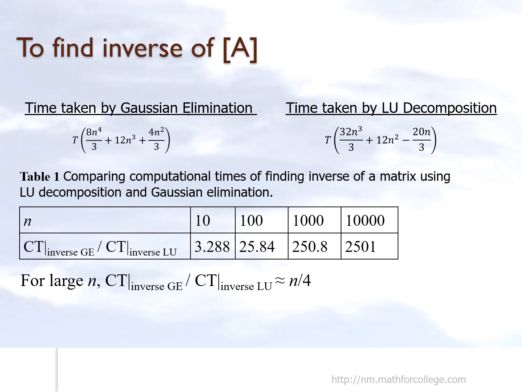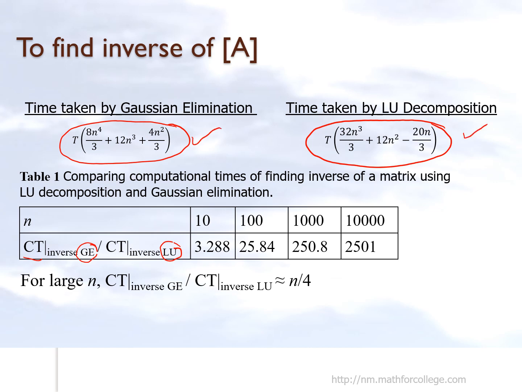To illustrate it, this is what you can see right here. This is the total time taken by Gaussian elimination, which we just found out. This is the total time which it takes by using LU decomposition method, which we just found out. And now if I had to find the ratio between the computation time it takes to find the inverse of a matrix by using Gaussian elimination to the computation time to find the inverse by LU decomposition method, all I'm doing is dividing this quantity by this quantity. That's all I'm doing. And I did it for different values of n.